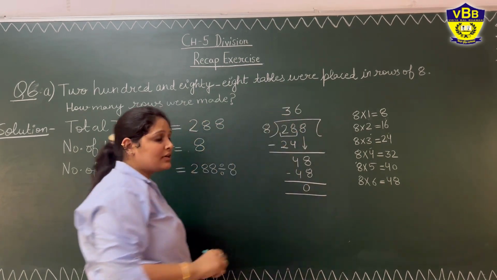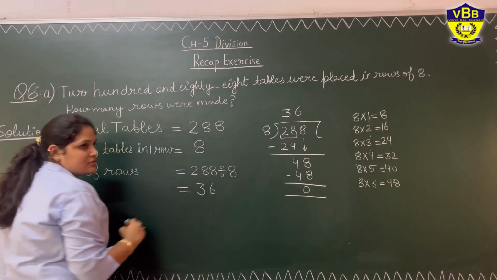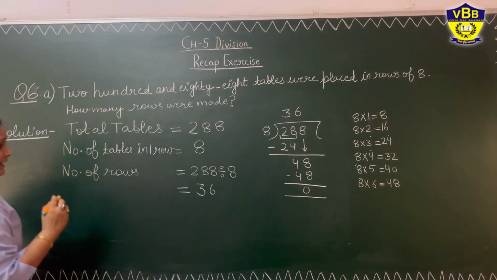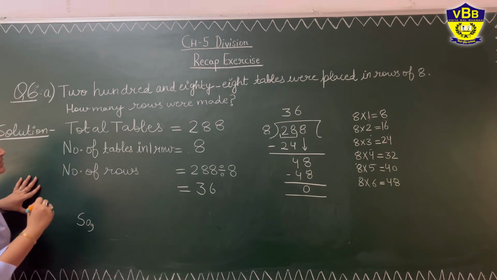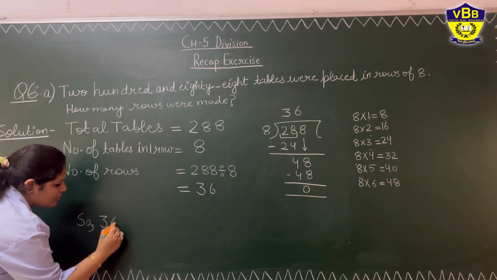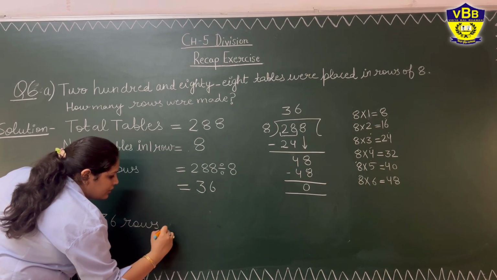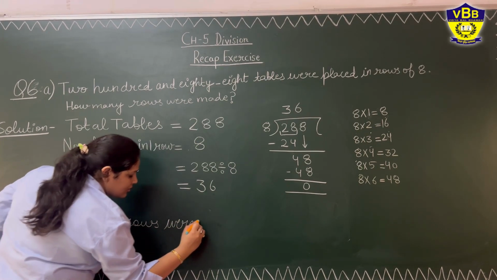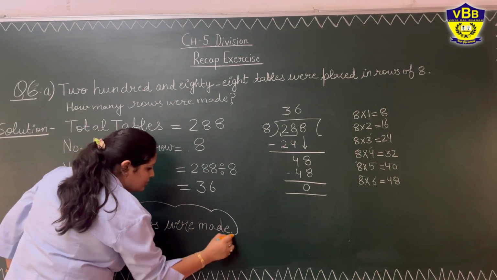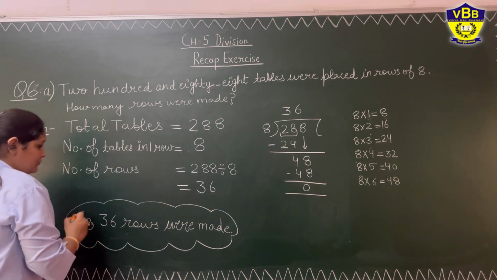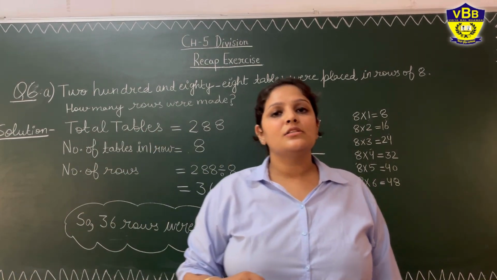So the answer is 36. How many rows were made? 36 rows were made. So we will write the ending statement also: 36 rows were made. Now this was A part. Question number 6 B part is your homework.